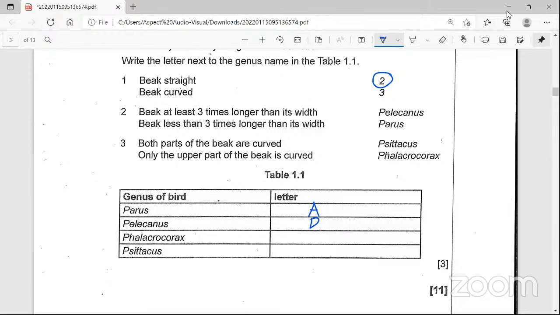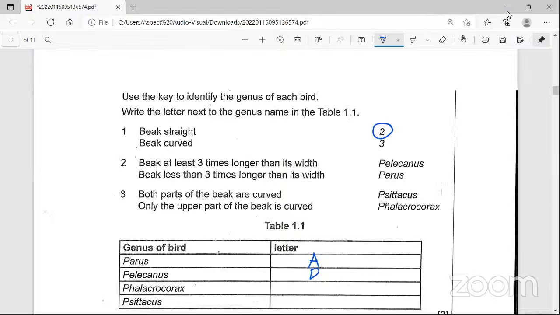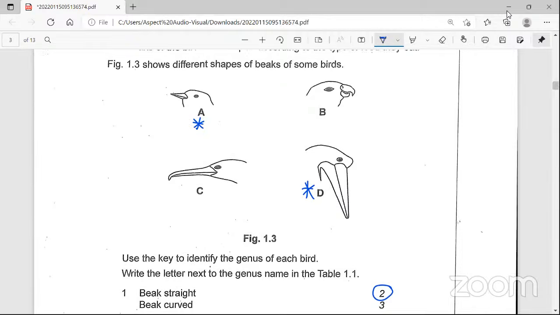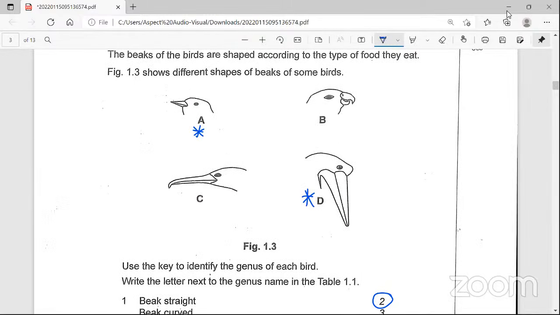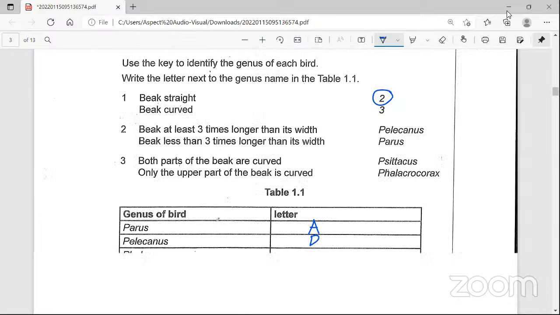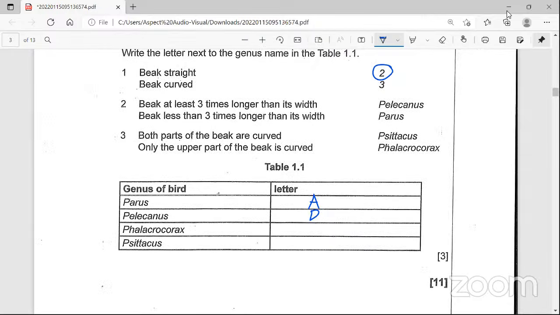Now we move on to the ones that were curved. Right? Both parts of the beak are curved. Is your Cytacus, something like that. It's your, is it B? Both parts of the beak are curved. Can you see the bottom part is also curved? So we put a B. Where is it? This one. And then only the upper part of the beak is curved, which is your C, the remaining one. Are we together?